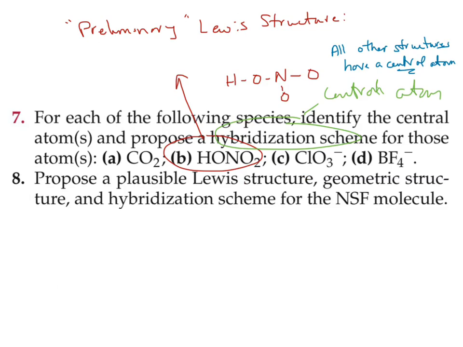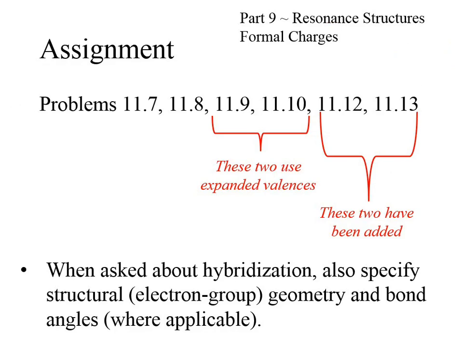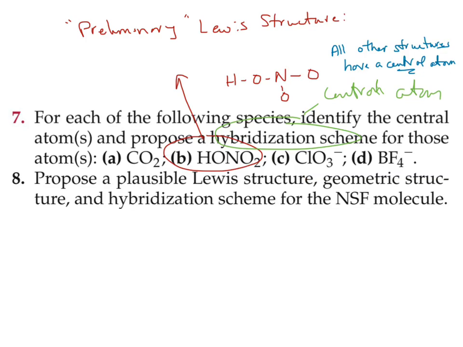I don't say it on here, but I think I will go ahead and say it. My hint is to basically draw the Lewis structure and say what the orbital hybridization is around the central atom. I know it says something about what is the hybridization scheme, but just tell me what the orbital hybridization is. So draw the Lewis structure, and then say what the orbital hybridization is.